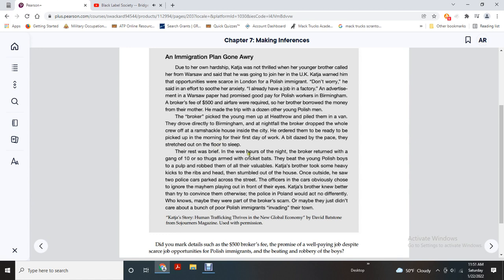The rest was brief. In the wee hours of the night, the broker returned with a gang of ten or so thugs armed with cricket bats. They beat the young Polish boys to a pulp and robbed them of all their valuables. Katya's brother took some heavy kicks to the ribs and head and stumbled out of the house. On the outside, he saw two police cars parked across the street. The officers in the cars obviously chose to ignore the mayhem playing out in front of their eyes.